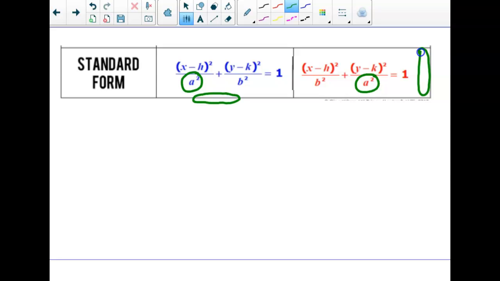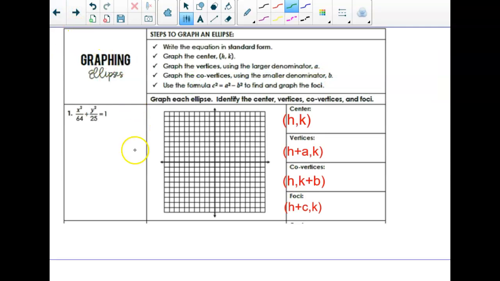If you have to write an equation, don't forget the squareds and that it has to equal 1 and it's a plus, all that good stuff. Okay? Anybody need more time on that slide? Everybody okay? All right, now we're going to try this.